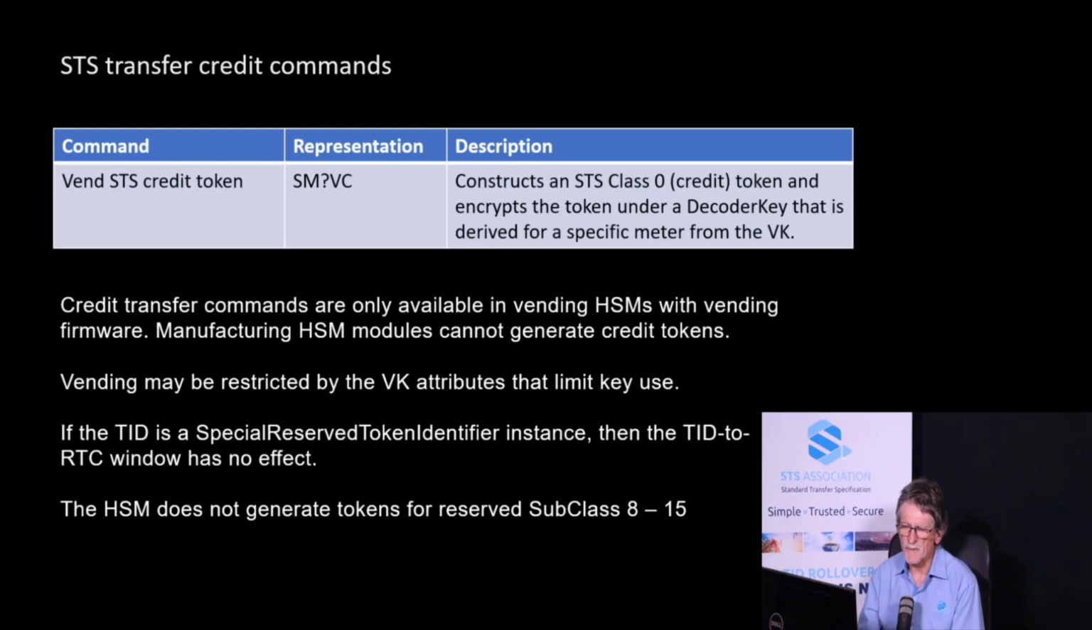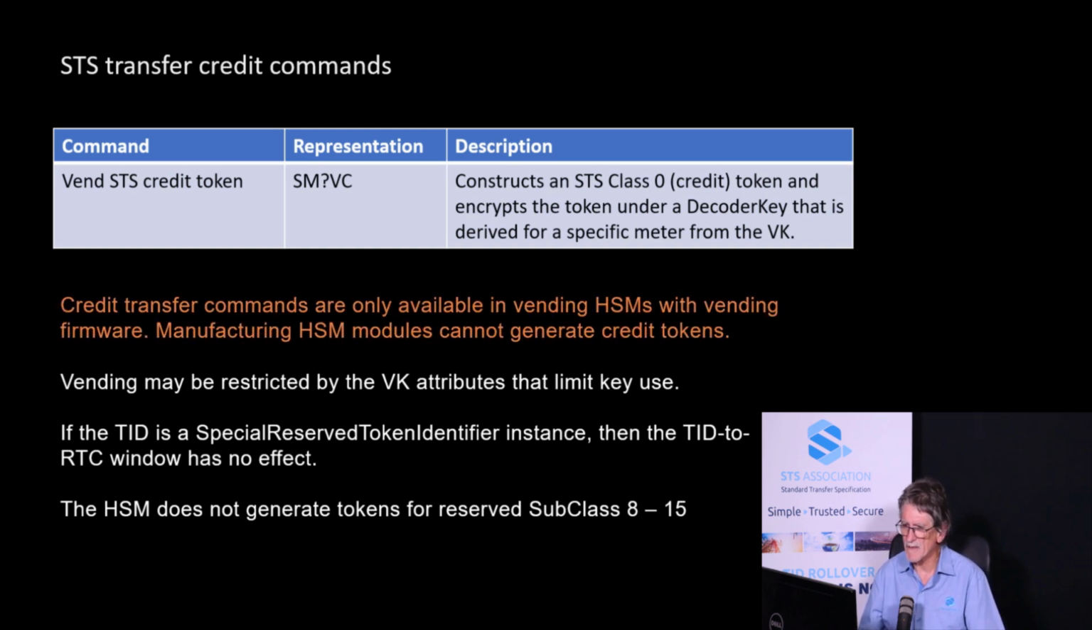Then under STS transfer credit commands, you have an SMVC, which constructs an STS class 0 credit token and encrypts the token under a decoder key that is derived for a specific meter from the VK. Please note that decoder keys are not stored in a security module, only the vending keys. Each time you ask for a token, you have to give the meter number anyway, and the supply group code, etc., and that will generate a decoder key on the fly and then encrypt the token using that decoder key.